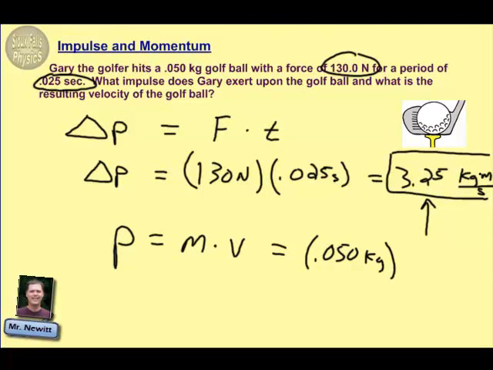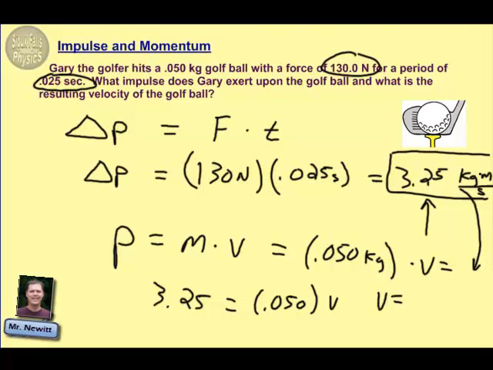I don't know the velocity, but I do know the momentum, or the impulse value. So what I'm going to do is set 3.25 equal to .050 times velocity. Now I can solve for velocity by doing a little simple division, and I get a velocity of 65 meters per second.